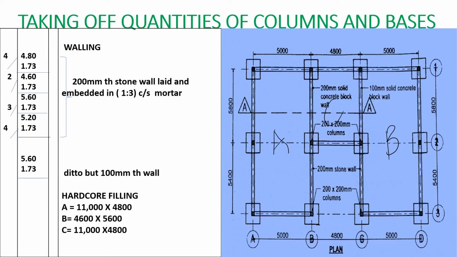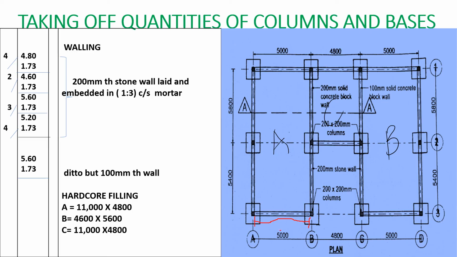Now let's do walling. For walling, we are now going to put our wall here from this point up to this point. So what we less is only 200. So 100 here, and 100 and 100 here, for us to get from this point here up to that point. So we less 100 for the walls, and then we are going to get our measurement. So the first one will be 4.8 by the height. The height is the same height of the column, 1.73.